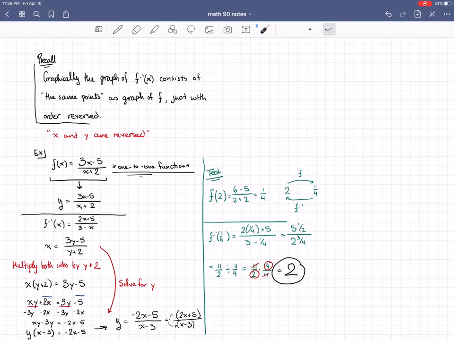So this concludes our second lesson on inverse functions, and I hope that you look forward to our next one, which will be a mini lesson on one-to-one functions.